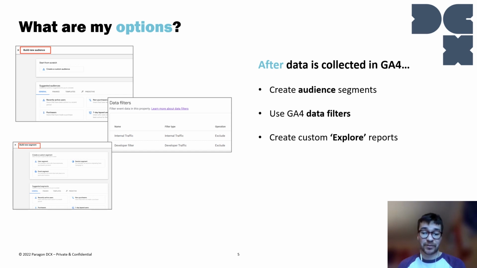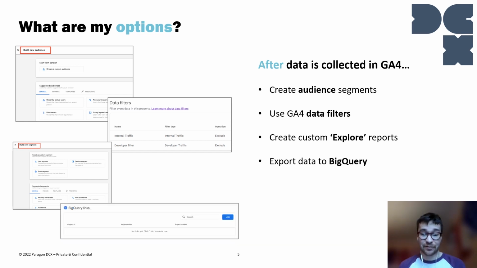You can create custom explore reports. Again, similar to the audience segments, you can apply different segments to the custom explore reports to create subsets of data, so you're not getting all of the data in the main reports. And you can segment the data within the report itself as well to further drill down into your data.